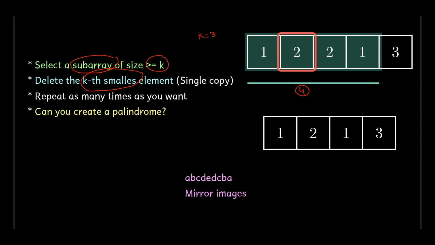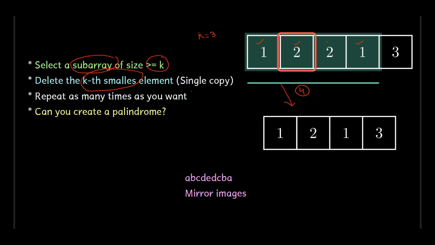And what is the third smallest element? So this is the first smallest, second smallest, and the third smallest element. So you can delete one copy of the third smallest element, either this copy or this copy, and then concatenate the remaining numbers. So this is the sequence that you will get after deleting one copy of 2.